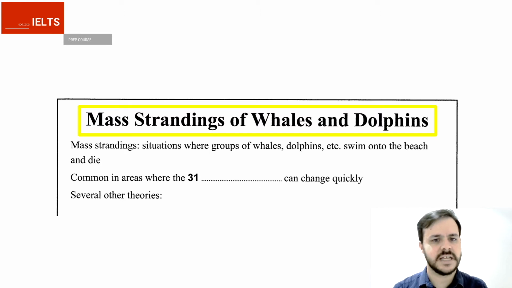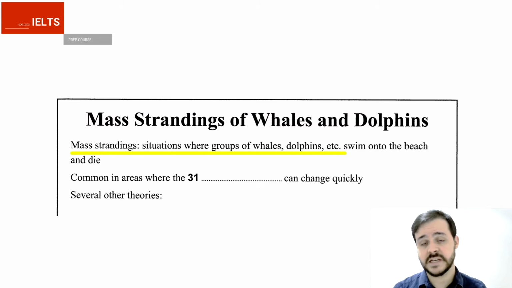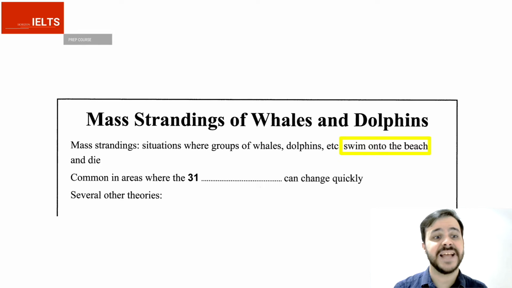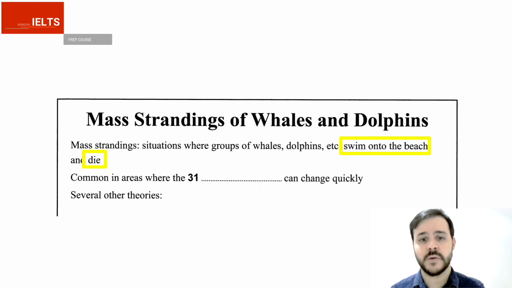If you go to next sentence, next line, it's basically the repetition of the heading. Mass strandings. Situations where groups of whales and dolphins, so you see, this is basically the repetition of the heading, but then it brings new information. Swim onto the beach and die. So let's focus on some more common vocabulary. We have whales and dolphins, and then we have swim onto the beach and die. So the general idea of this recording is whales and dolphins that swim onto the beach and die.